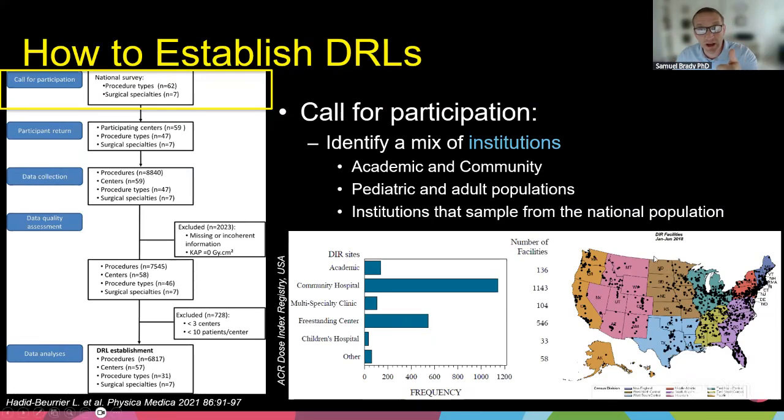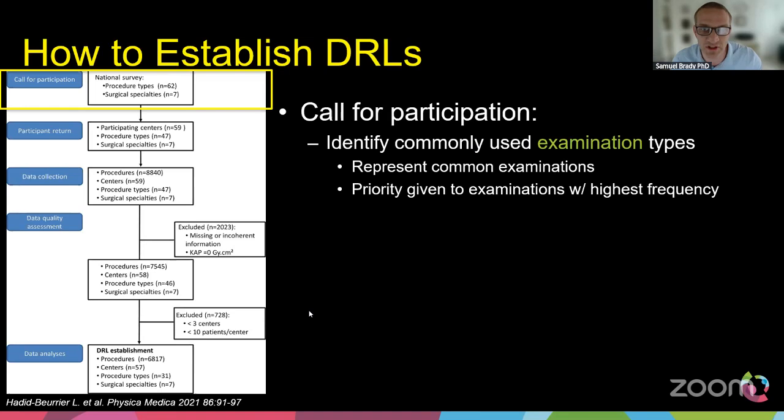So you want to invite people from regions and globally throughout your nation, and you want to make sure you get a sampling of the different types of imaging centers. You don't want all academic hospitals, but you want a mix of academic, community-based, and even specialty. Some will be cardiology only, some will be musculoskeletal or orthopedic. You need to collect that data too. So don't think just the big hospitals. Try to invite everyone, because that will give you a sampling of all the types of imaging that occurs in your nation.